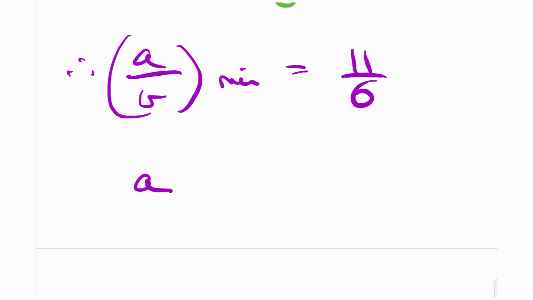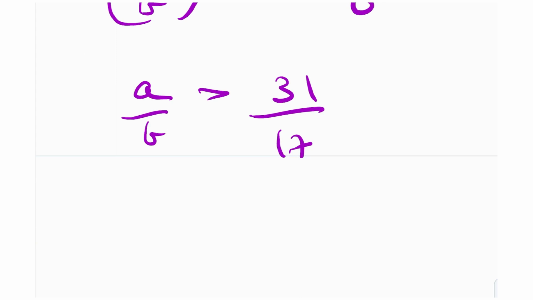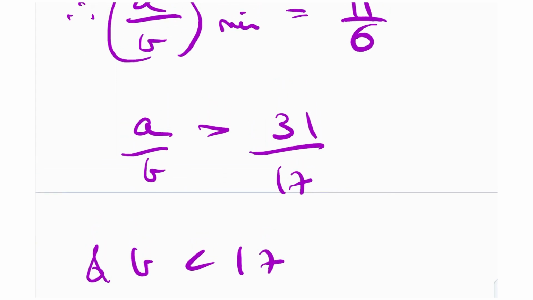So in the question, it was given to us that a by b is greater than, I think it was, 31 over 17. And they had given us that b is less than 17. So if you check this out using a calculator, you can see that 11 by 6 is actually greater than 31 over 17. And b is obviously 6, so that's obviously less than 17. And actually that's the minimum possible value of a by b for these two given conditions.